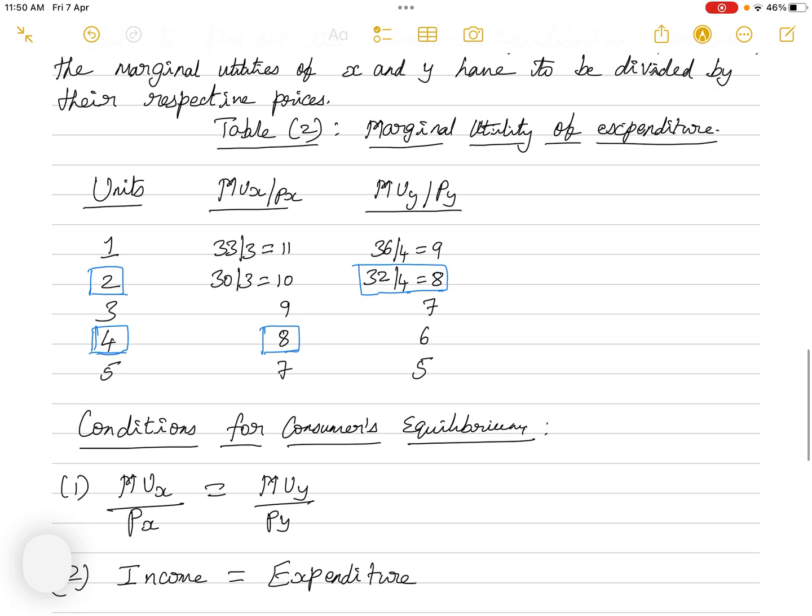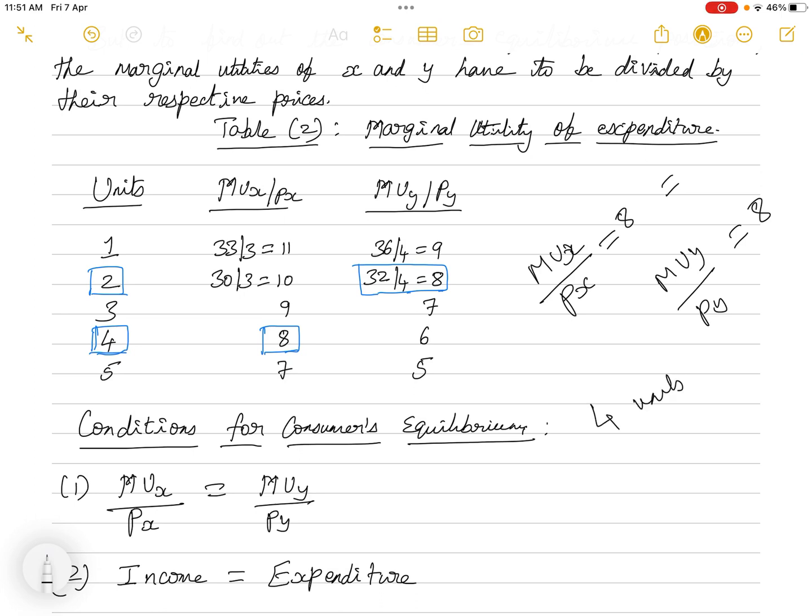Now we can see from the above table that when the consumer purchases 4 units of commodity X, the MU of X divided by P of X is equal to 8. And when the consumer spends on 2 units of commodity Y, MU of Y divided by price of Y is also equal to 8. So MU of X by P of X is 8, and MU of Y divided by P of Y is also equal to 8. So at this point, MU of X divided by price of X is equal to 8, and that must be equal to MU of Y divided by price of Y, that is also equal to 8. Okay.